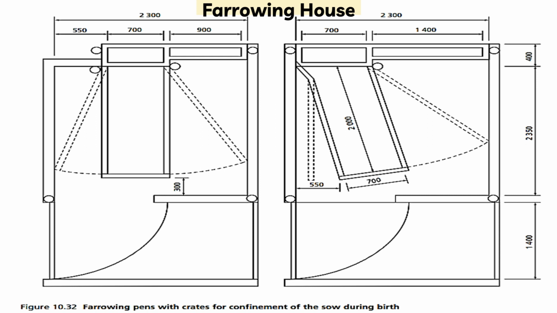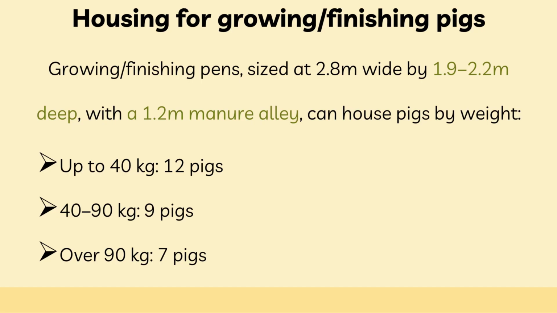Alternatively, a farrowing pen with narrow creep areas before farrowing reduces space needs. After 2 weeks, sow and piglets move to a suckling pen, like Figure 10.32b. Growing, finishing pens, sized at 2.8 m wide by 1.9-2.2 m deep, with a 1.2 m manure alley, can house pigs by weight: up to 40 kilos, 12 pigs; 40-90 kilos, 9 pigs; over 90 kilos, 7 pigs.